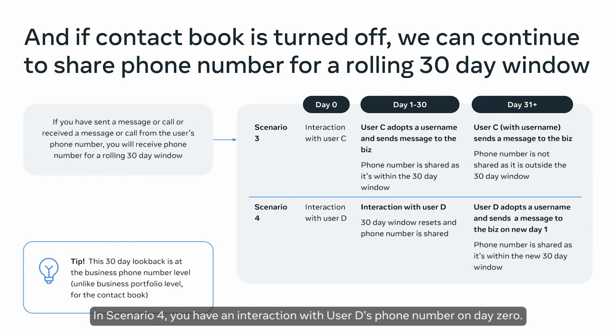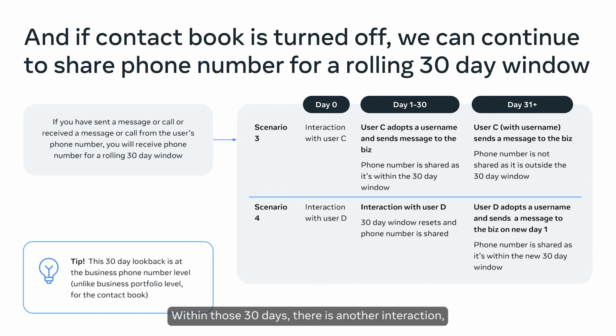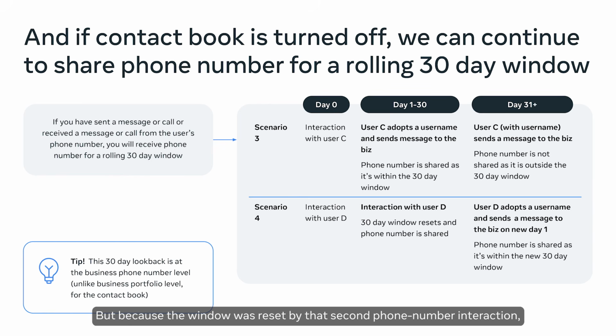In scenario 4, you have an interaction with user D's phone number on day 0. Within those 30 days, there is another interaction. And this one is also with user D's phone number because user D has not adopted a username yet. That resets the window. A new 30-day clock starts. Then, on what would have been day 31 from the original interaction, user D adopts a username and sends a message. But because the window was reset by that second phone number interaction, we are still within the new 30-day window, and the phone number is shared.